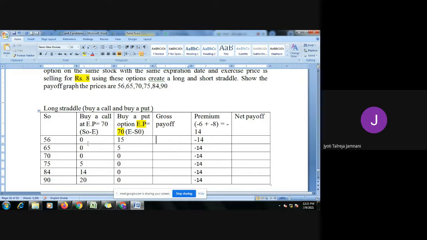Let's find the gross payoff. 0 plus 14 is 14. 0 plus 5 is 5. 0. Then 5 plus 0 is 5. 14 and 20. So these are your net gains.